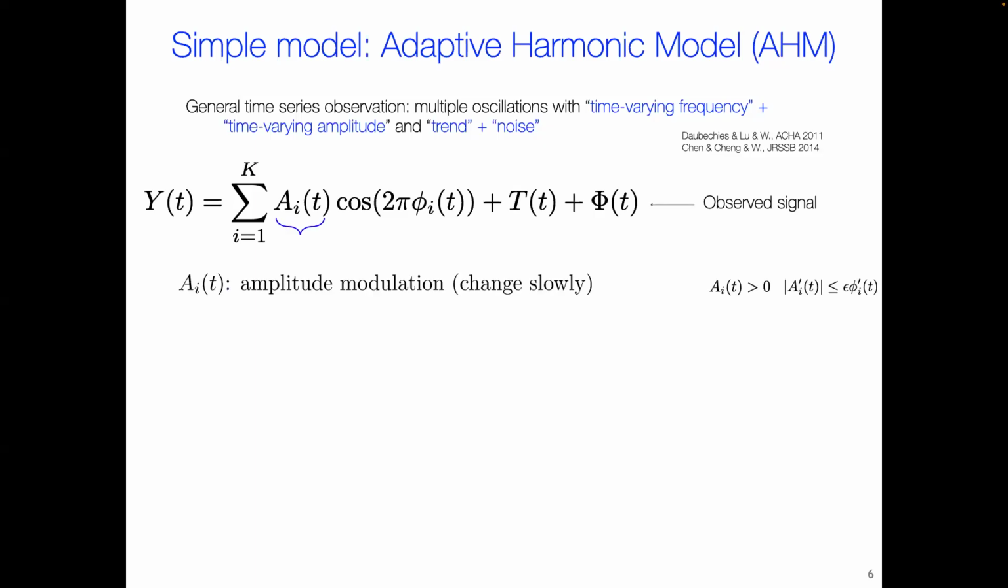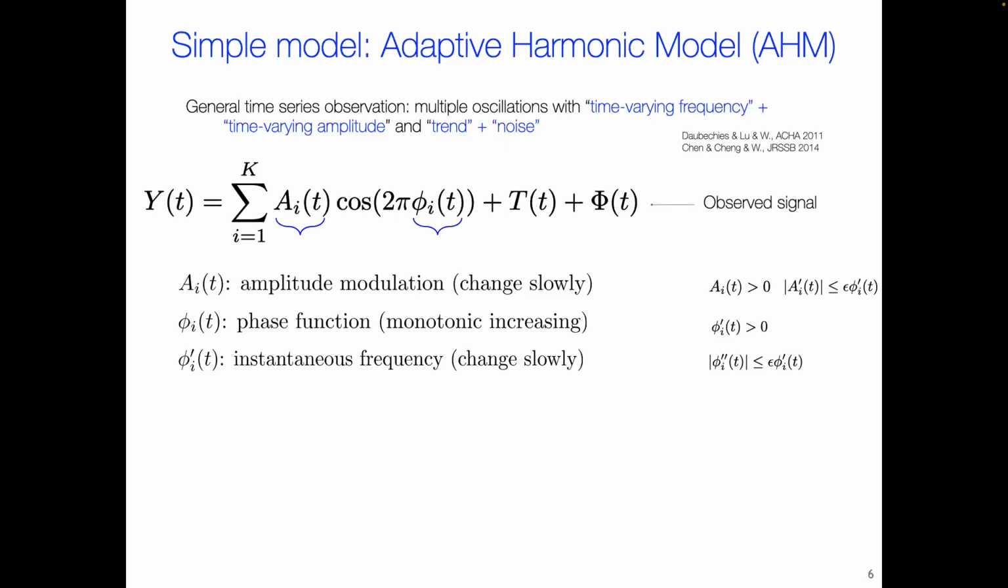I will assume that A_i is the amplitude modulation, which is a positive function, and it is regular, C1, and it changes slowly. The technical details are on the right-hand side. This is what it means to oscillate slowly. And you have φ_i, a monotonically increasing function which describes the behavior of the system, so that φ_i prime is a positive function, which also changes slowly in the following sense, and describes the instantaneous frequency.